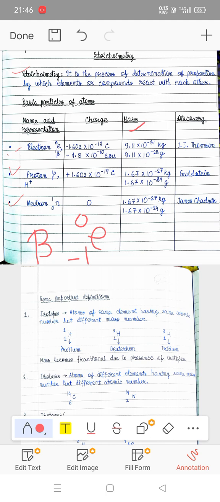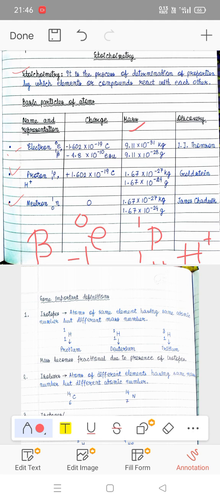Next is proton. Proton is represented like this, 1 and 1 P, or we can also write, here I am writing H plus. Why are we writing H plus? Because when one electron is removed from the hydrogen atom, it becomes a proton. So H plus is also the representation of proton.